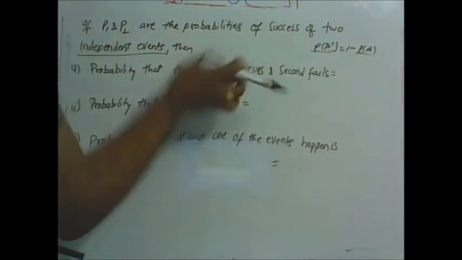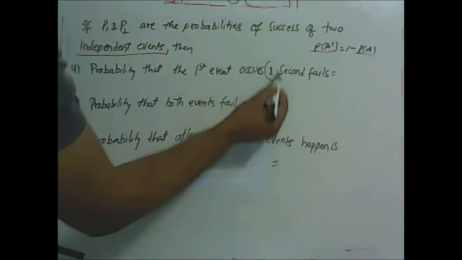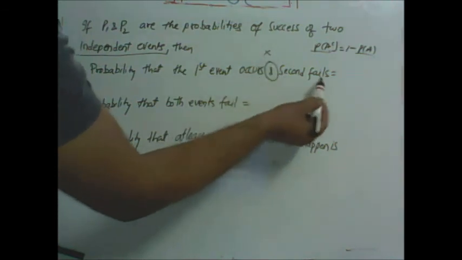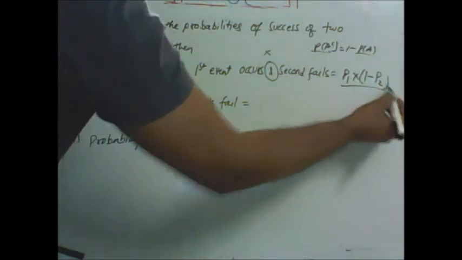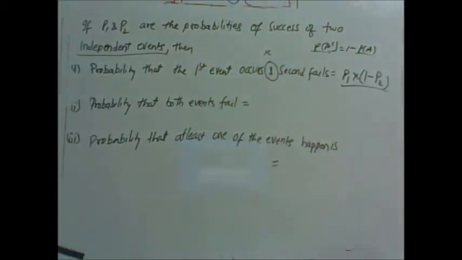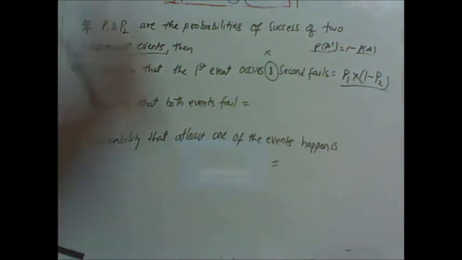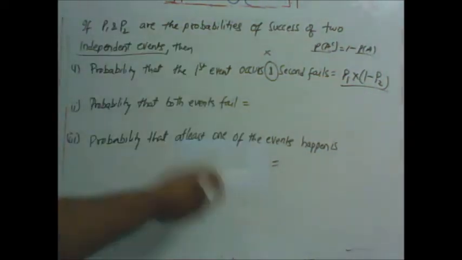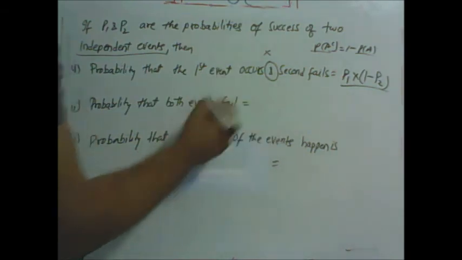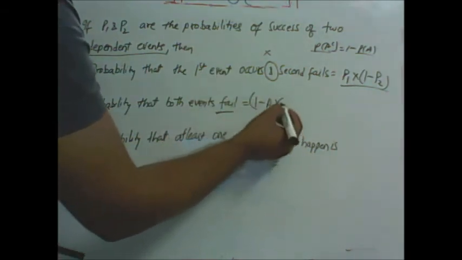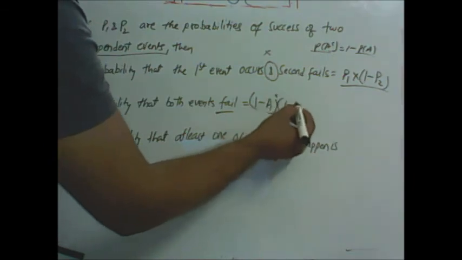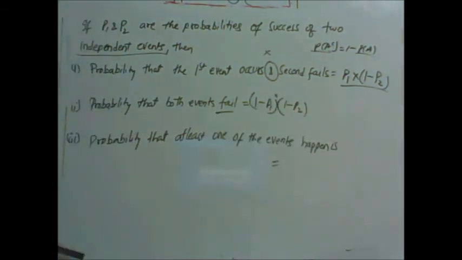So the first event has to occur, and the second has to fail. The first event occurs, into the second fails. So P1 into 1 minus P2. Now the probability that both events fail: the first event has to fail and the second event also has to fail. So 1 minus P1 into 1 minus P2.